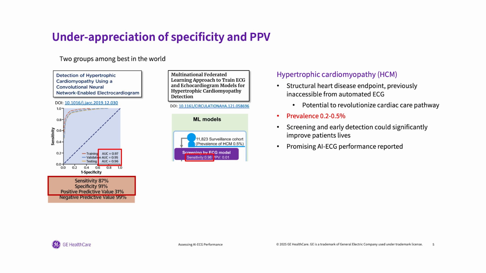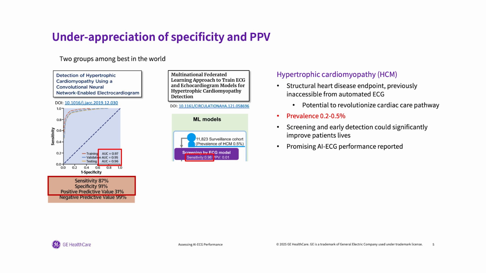So here is an example from the literature. Hypertrophic cardiomyopathy is a great example to talk about this because it has very low prevalence, 0.2 to 0.5% in the general population. And again, prevalence can be a very confounding factor in interpreting these numbers. There is huge value in hypertrophic cardiomyopathy detection, with a huge potential for positive impact in these patients' lives. And it is a very common application in the AI-ECG literature.